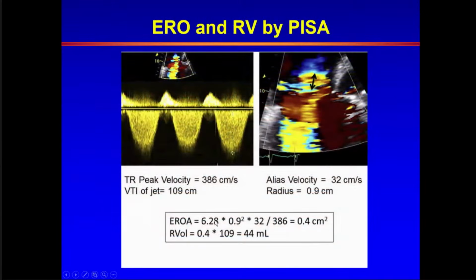This is an example of applying the PISA method. And so we have the radius, we have the aliasing velocity, remember, between 30 and 40 centimeters per second, and we have the peak TR velocity. We ended up with the effective regurgitant orifice area in the severe range. You multiply that by the time velocity integral of the jet, and you are converting the area to regurgitant volume.